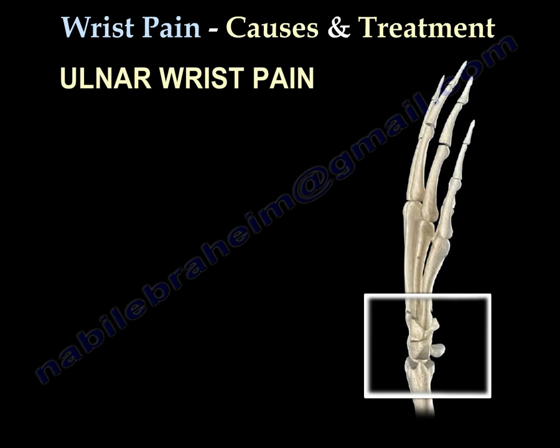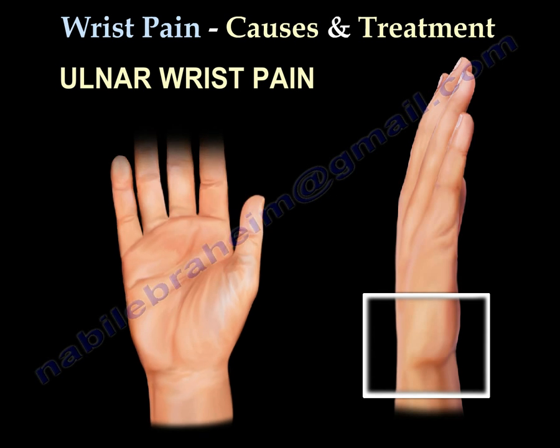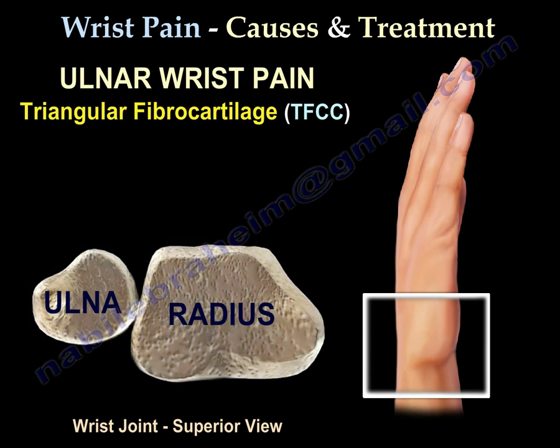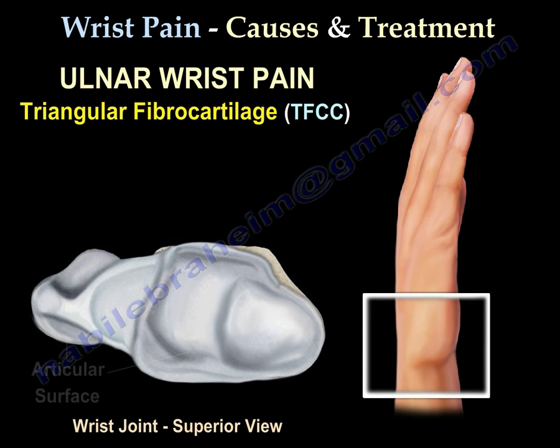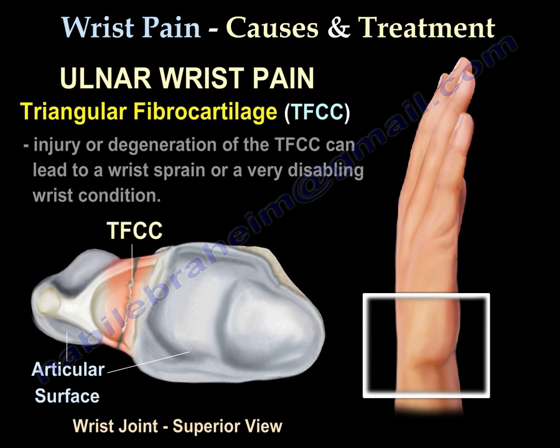Ulnar wrist pain is very difficult to diagnose due to complex anatomy and biomechanics. Triangular fibrocartilage complex, TFCC. The triangular fibrocartilage complex works as a cushion that stabilizes the wrist joint on the ulnar side. Injury or degeneration of the TFCC can lead to wrist sprain or a very disabling wrist condition.